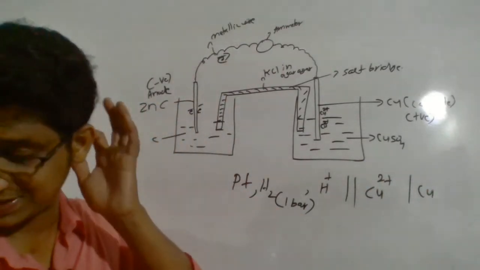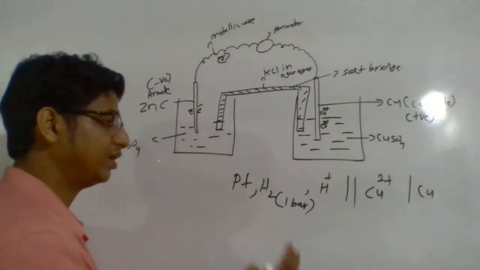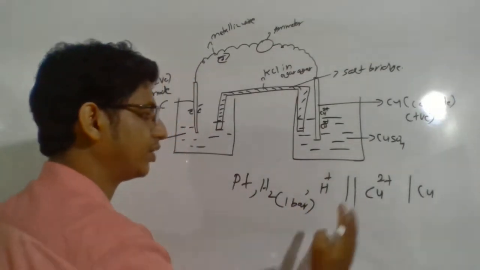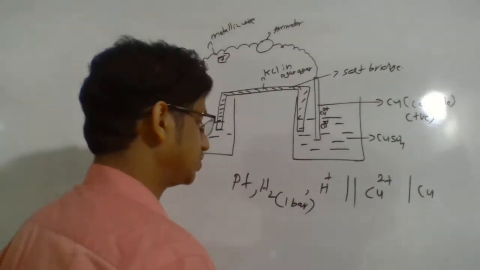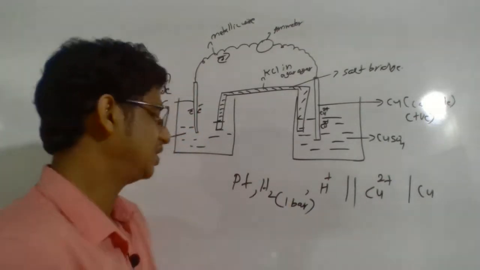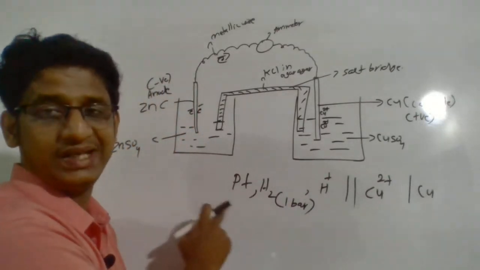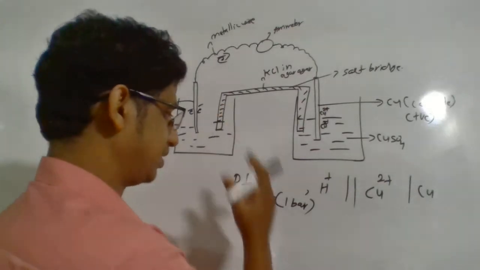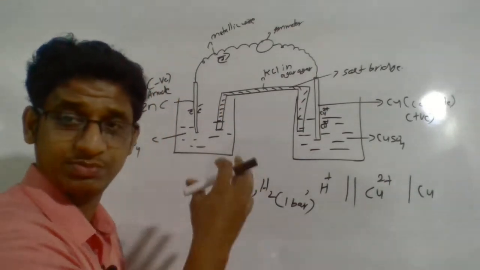This is also working as a cell, where hydrogen is our anode and copper will be our cathode. Hydrogen is a gas, so how does it work? That is why we use an inert electrode. A platinum inert electrode is used, where hydrogen gas is bubbled.